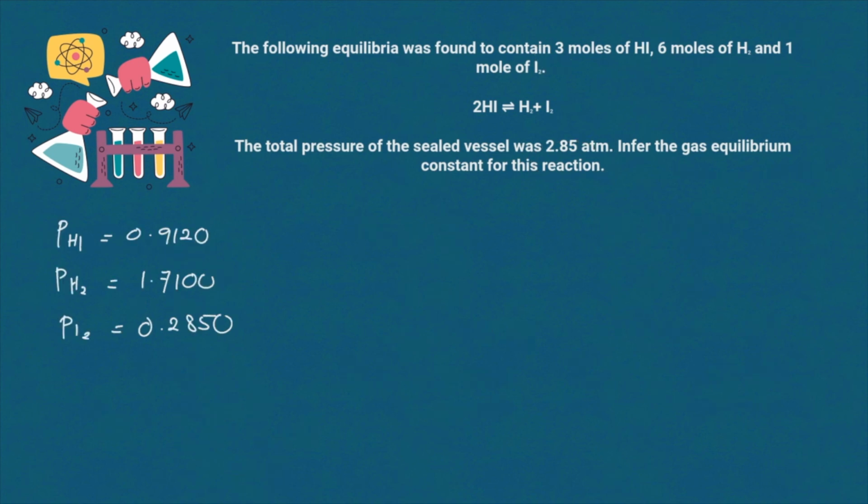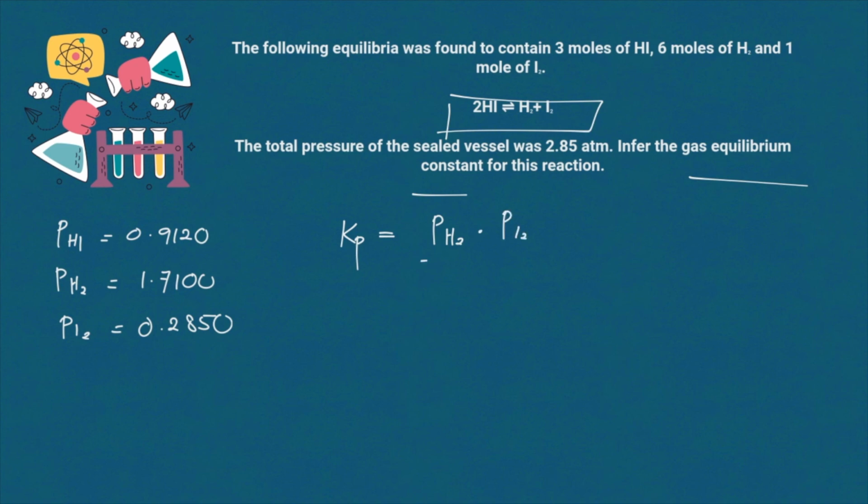Since we have already calculated the partial pressure of each gas, we now need to look at the balanced equation before calculating the gas equilibrium constant. The gas equilibrium constant, Kp, is equivalent to whatever is in the product divided by whatever is in the reactant. So it is the partial pressure of H2 times the partial pressure of I2, divided by the partial pressure of HI. But you can see you have 2 HI here, so you need to square it. Now you just need to plug in the values.